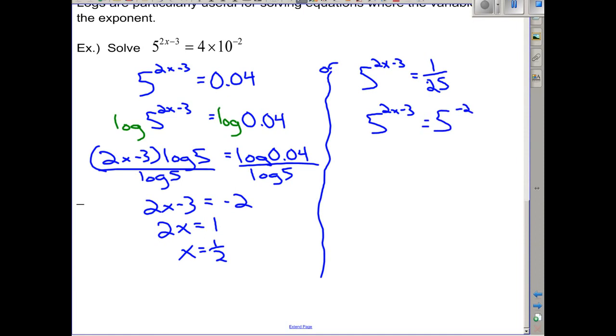When we have the same base on both sides, and we know that both sides must be equal, that means we must have the same exponents on both sides as well. So I can equate my exponents. 2x minus 3 must equal negative 2, which gives us 2x equals 1 or x equals a half. Didn't have to use my calculator at all to use that method. So if you can find a common base on both sides, the logs really aren't necessary.